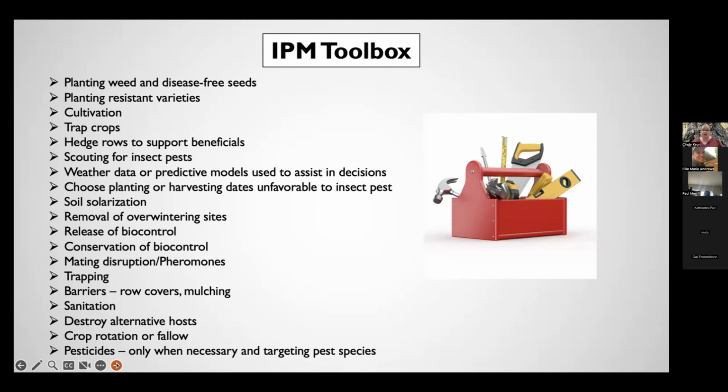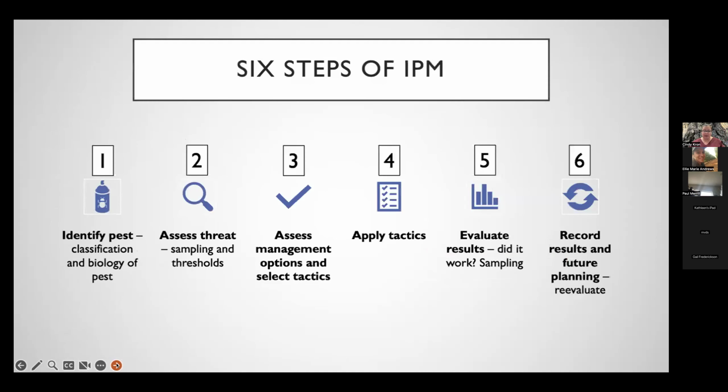Sanitation, like removing mummies of fruits or nuts that they can overwinter in the field. Destroying your alternative hosts that might be in the perimeter of the field. Crop rotation or fallow sometimes is necessary. Pesticides only when necessary, targeting that pest species. Again, that can be organic pesticides, that can be oils, soaps. It doesn't have to be a conventional pesticide.